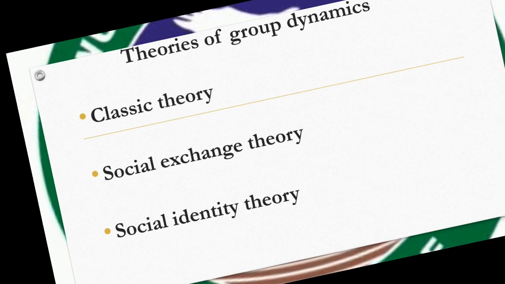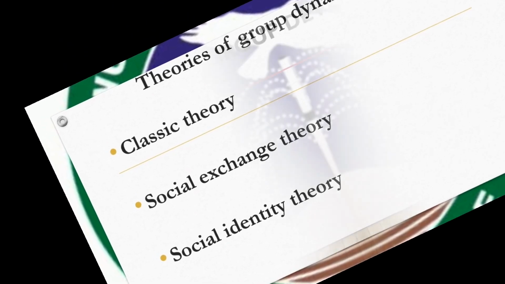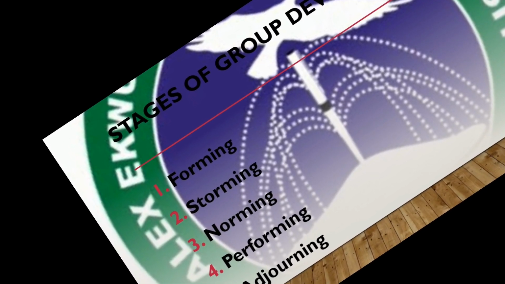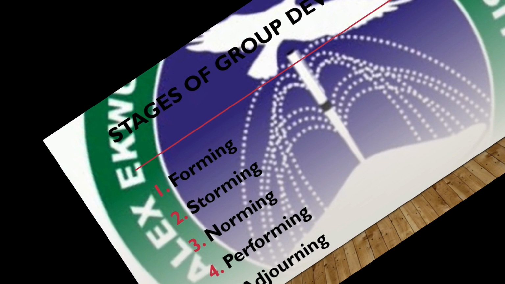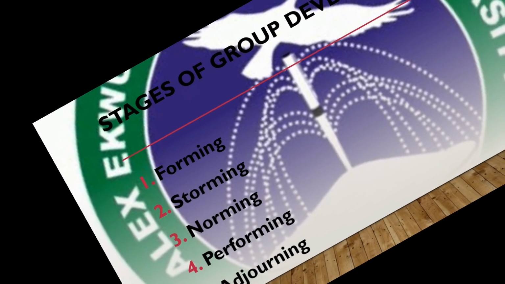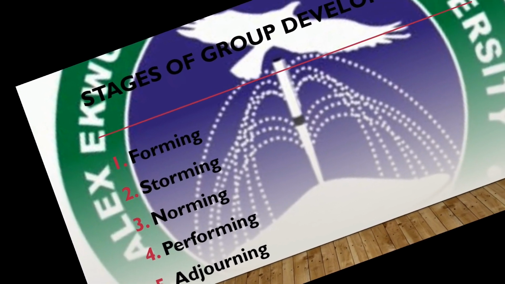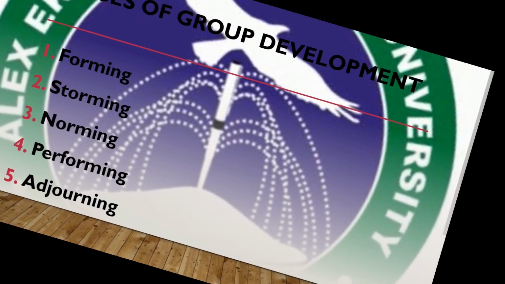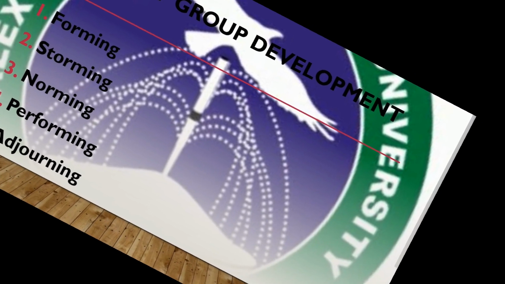Let's move on now to stages of group development. There are five major stages here: the forming, the storming, the norming, the performing, and the adjourning. So we start with the storming, or rather, we start with the forming, please, because that's the first stage.